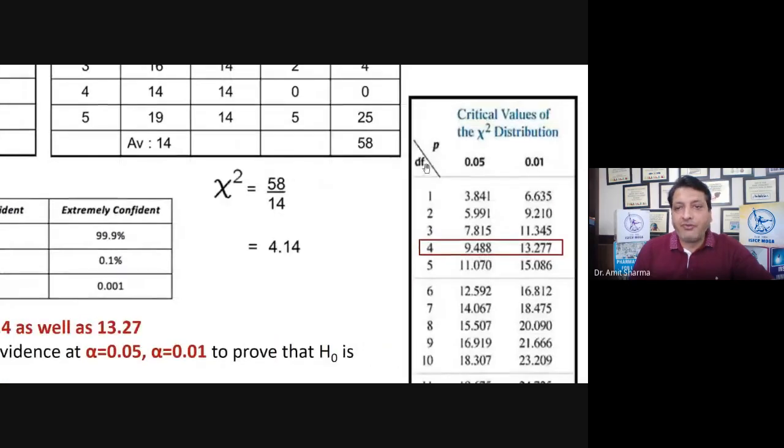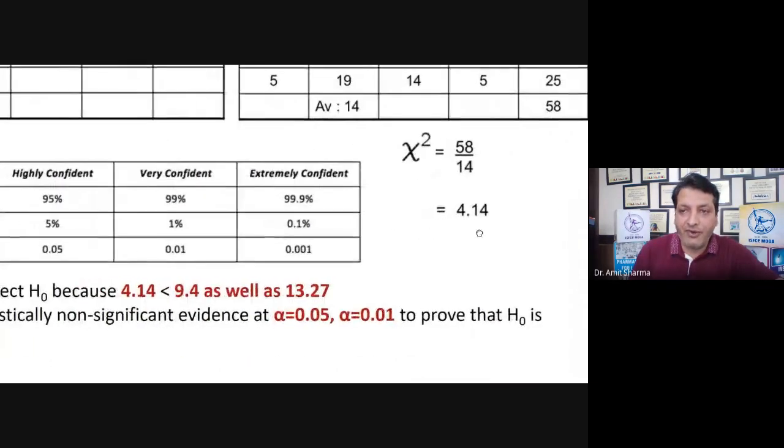So in front of 4 we have to see the value for the 0.05 cutoff, which is 9.4, and for the confidence interval of 99.9 at the cutoff point 0.01 the value is 13.2. So we have to compare our calculated value, 4.14, with 9.4 and 13.2. For example, if you have taken a confidence interval of 95%, then you are going to compare only with 9.4. Clear? So we will compare our value with this 9.4 and we can find our results.